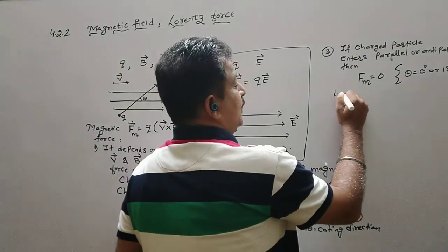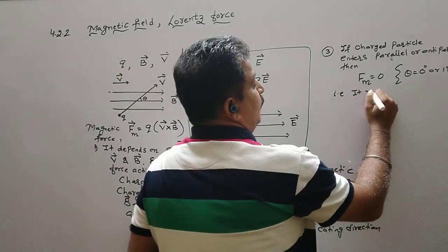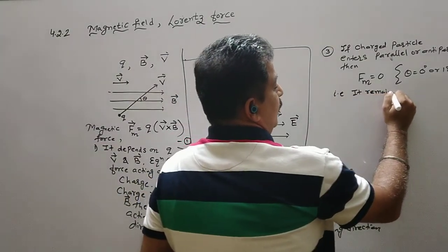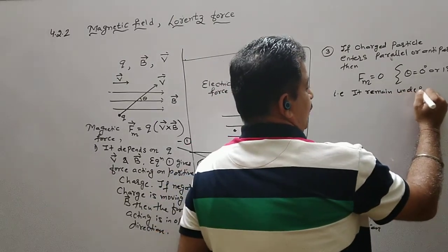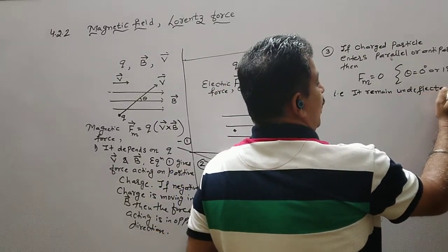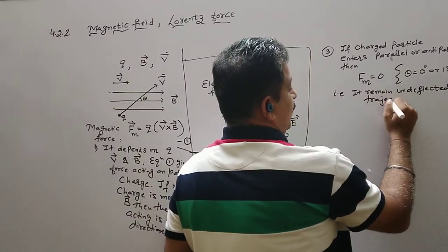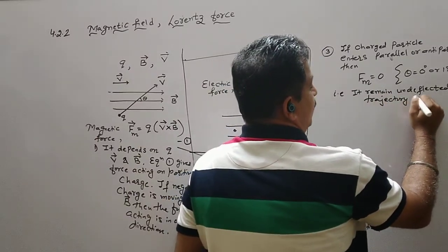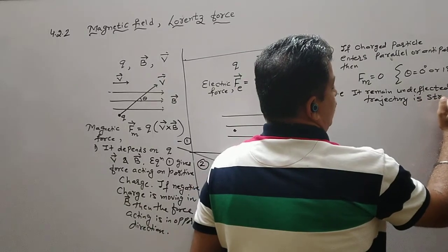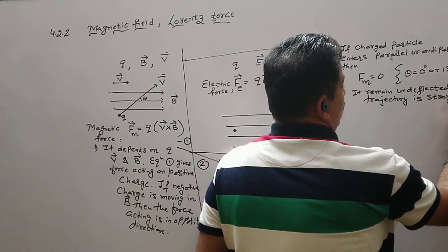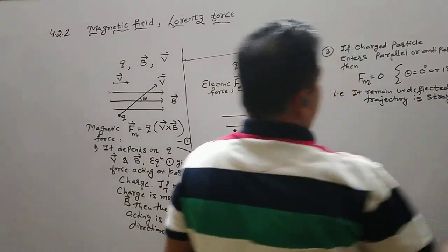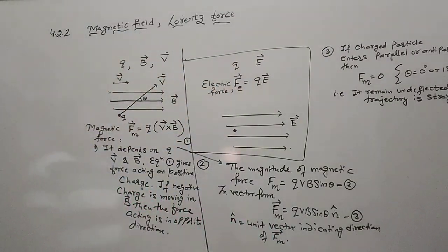So if the particle is traveling along the x-axis, it will remain undeflected. That is, it remains undeflected, and the path or the trajectory is a straight line.